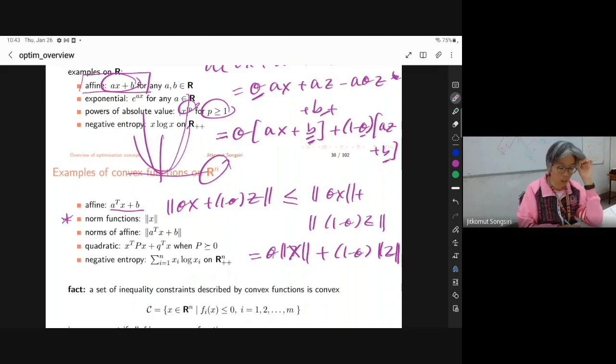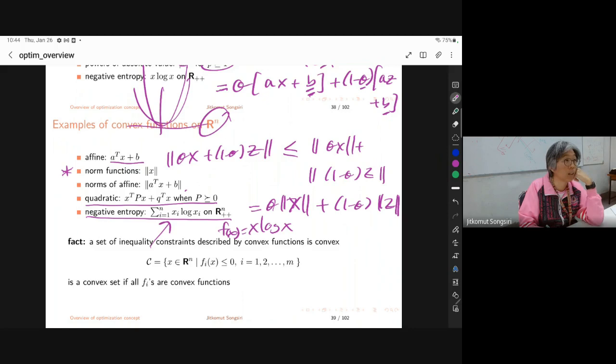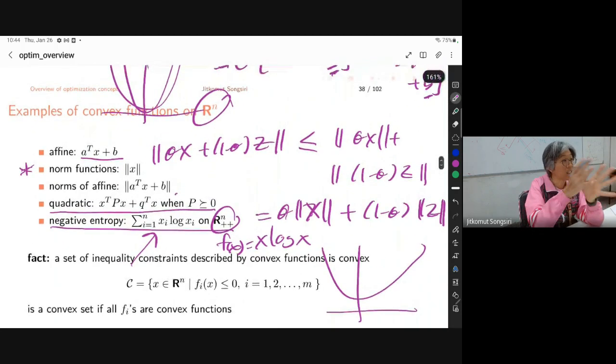A quadratic function is convex. We're going to come back to verify it, but I'm just giving you the information here. The negative entropy function, in the scalar case, I think this is in your homework, is the function x log x, and if you plot it, it looks like this. When you extend to the vector case, when x is a vector, it's the function sum of x_i log x_i. Okay, what time is it?